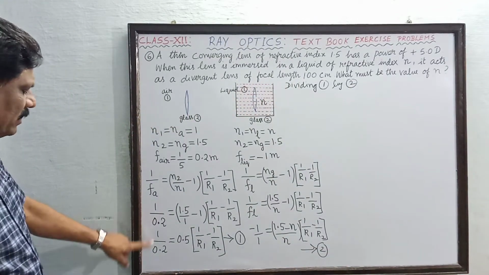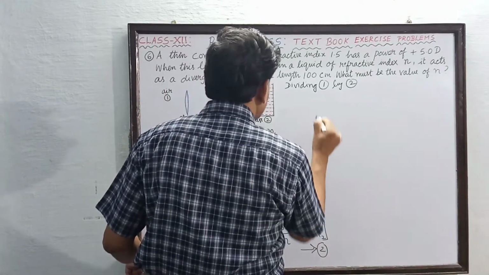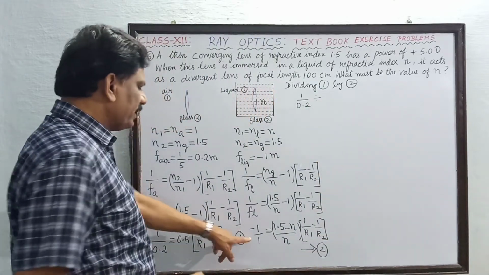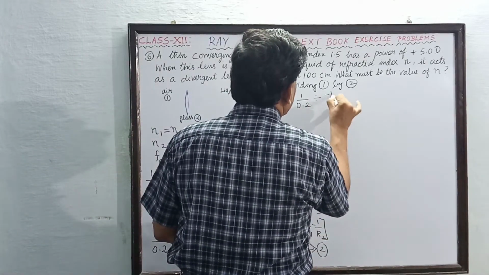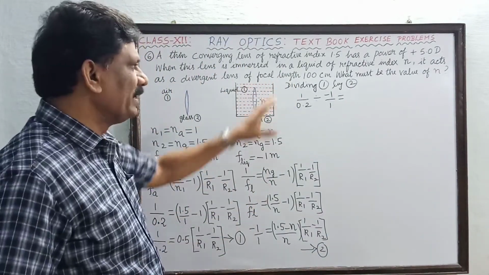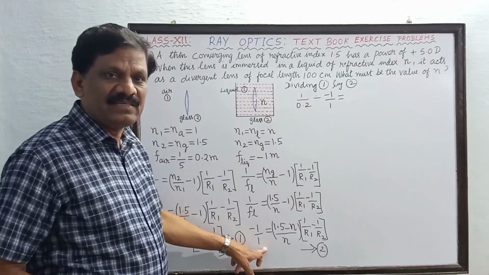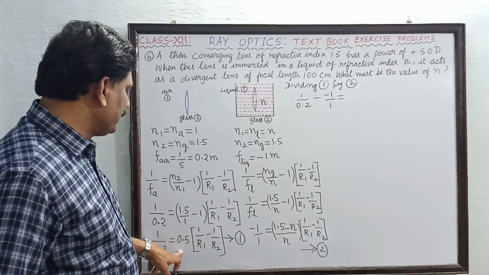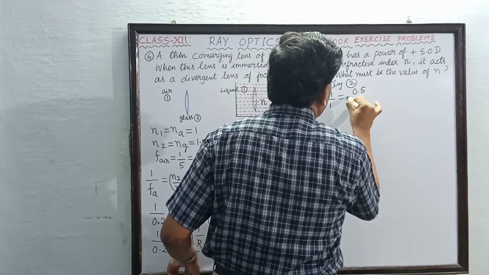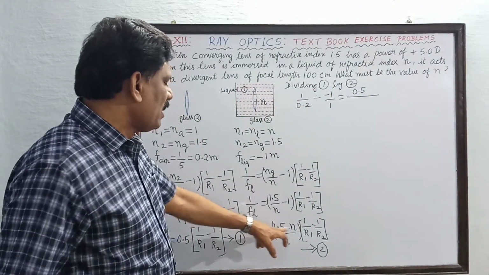So this is 1 divided by 0.2, divided by minus 1 by 1. So systematically we will substitute, otherwise mathematical steps may go wrong. That is why. So left hand side divided by the left hand side I have taken. Now right hand side is 0.5 divided by, here the right hand side is 1.5 minus n.